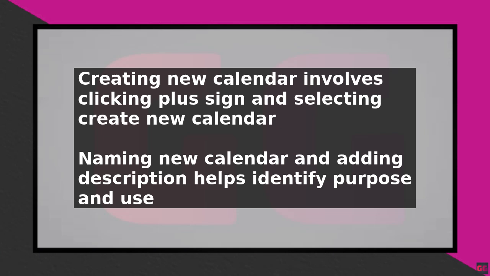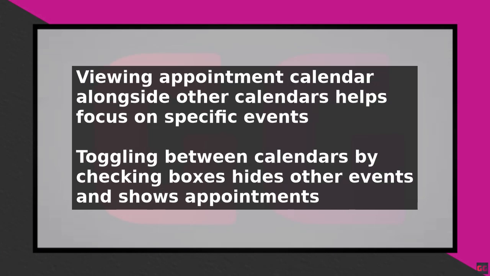You can then name your new calendar, such as Appointment Calendar, or segment it by the source of the appointments, like Instagram appointments or YouTube appointments. You can also add a description and change the time zone if needed. Once you've filled in the necessary information, click Create Calendar to process your request.